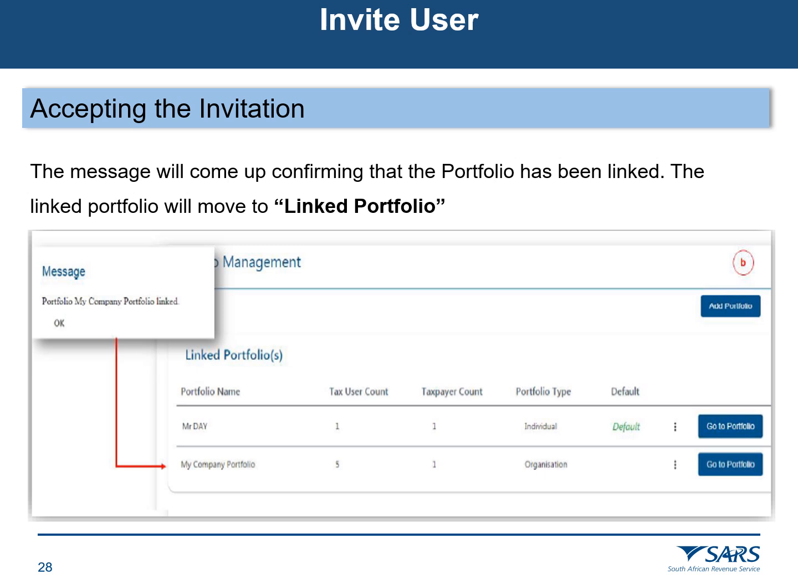So once the OTP has been captured and submitted and accepted, you would get confirmation to say that the portfolio has now been linked. So under the user's portfolio, they will have under link portfolio, the organization that they have accepted the invite for. This now means that the user has now been added to a portfolio successfully, and they will have access to the taxpayers that are linked to that portfolio.